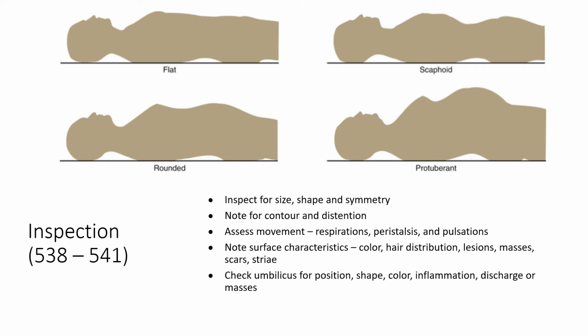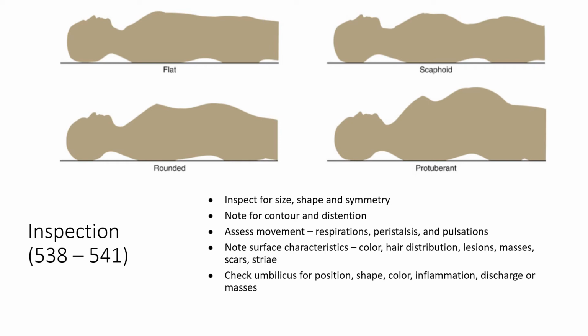You want to note the surface characteristics: color, hair distribution, and if there are any lesions, including nevi, macules, papules, moles, stuff like that. Masses, if there are any scars or if there's striae. Striae can be stretch marks from being pregnant or from being overweight and losing weight, or striae can also be a sign of Cushing's disease. Okay, and then you also want to check the umbilicus or the belly button for position, shape, color, inflammation, discharge, or masses.